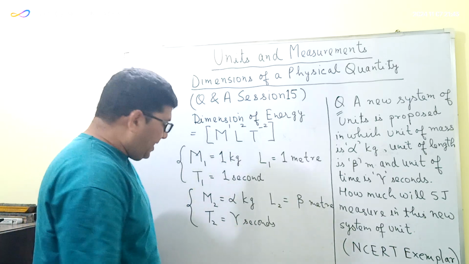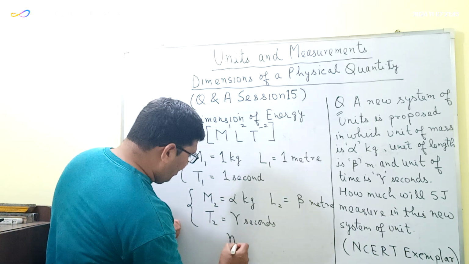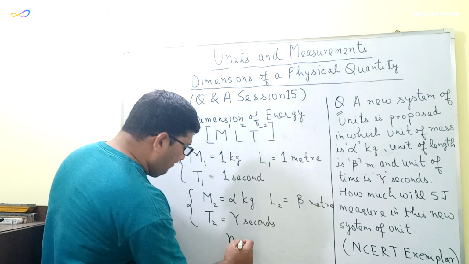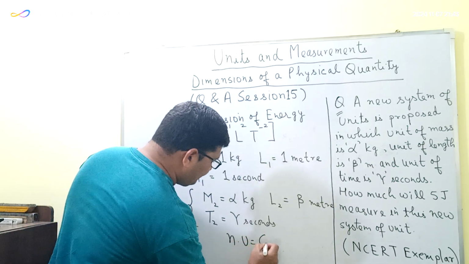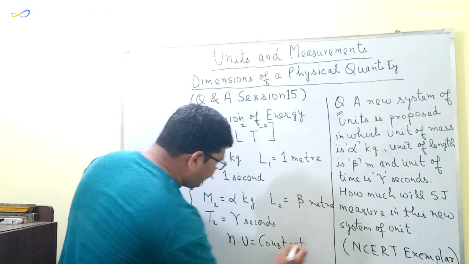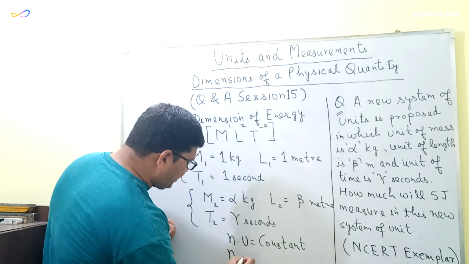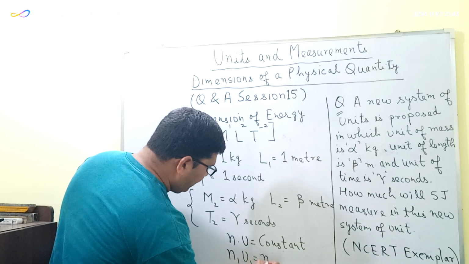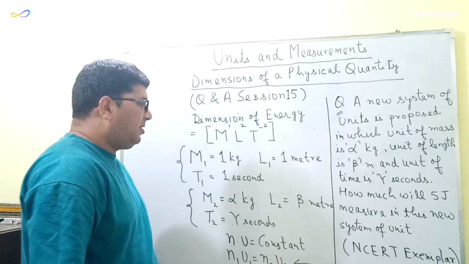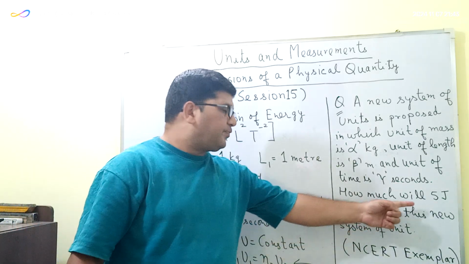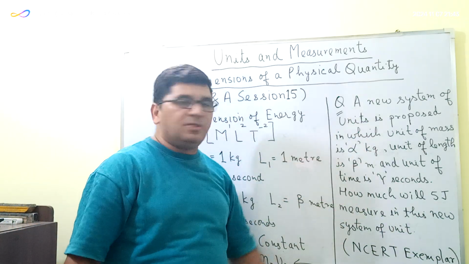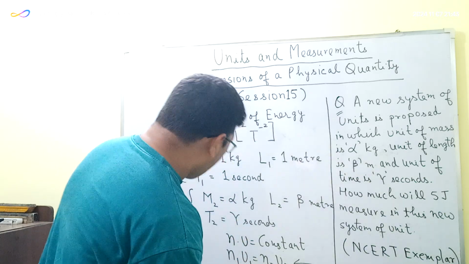Now we also know that the product of the magnitude of a physical quantity and its unit is a constant. So for any two system of units, I can write this equation as N1U1 is equal to N2U2. So this is the equation which I will be using in order to find the magnitude of 5 joule energy in this new system of unit.